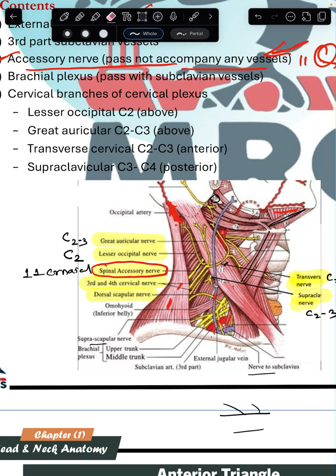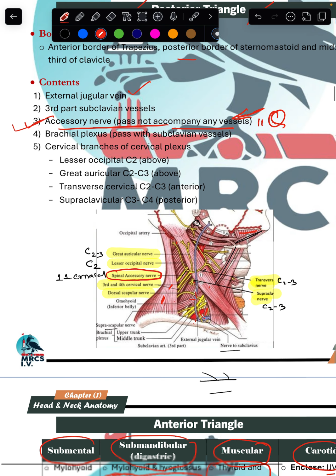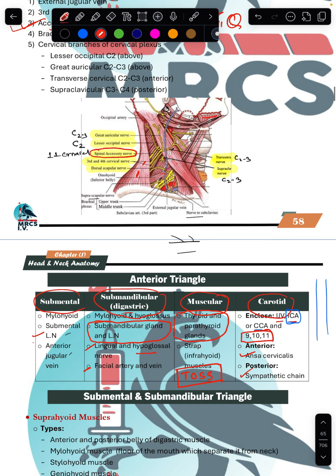So this occipital part of the scalp is supplied by lesser occipital nerve. Spinal accessory is important, crossing horizontally. Third and fourth cervical is directly downward. Dorsal scapula, this is toward the scapula. So this was about the posterior triangle.